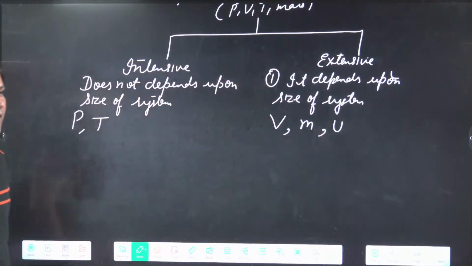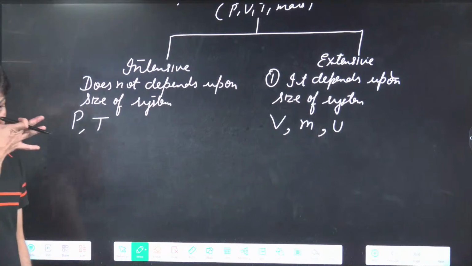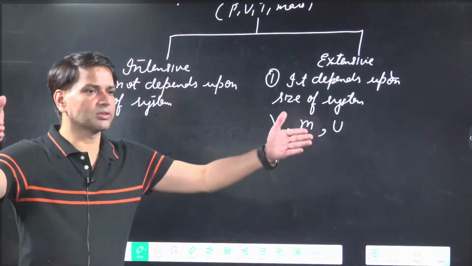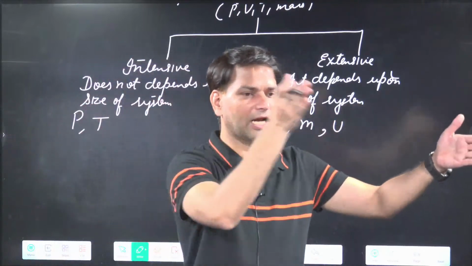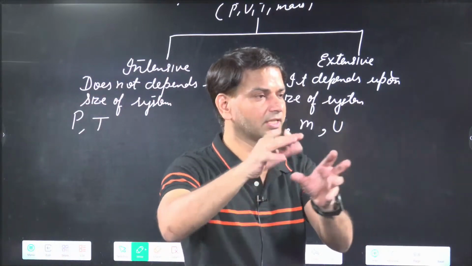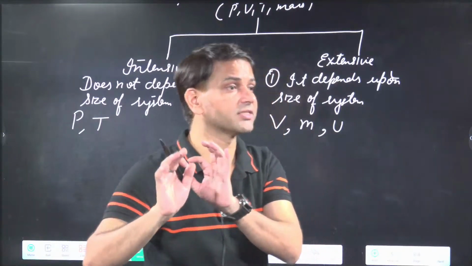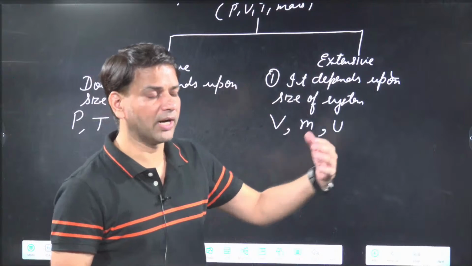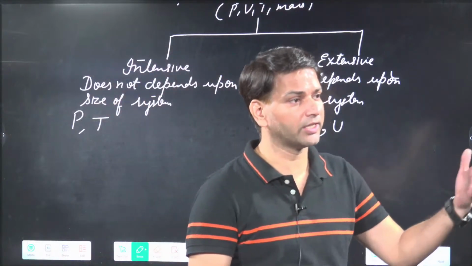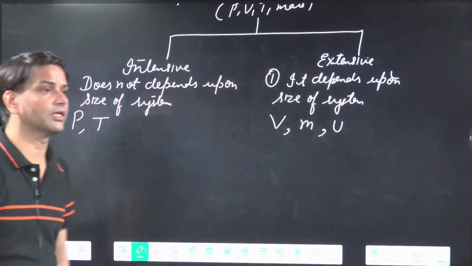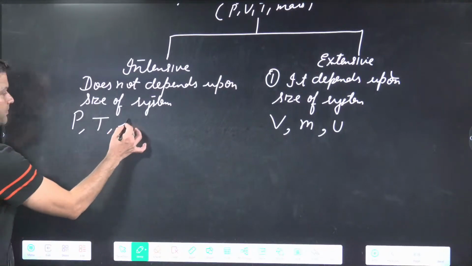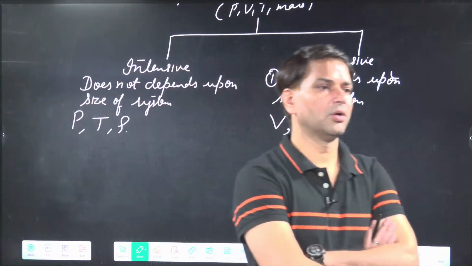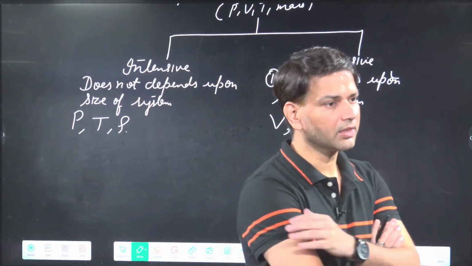And density? Density is the same. Why? Suppose this is a classroom. You divide the classroom in half, but the distance between the students will remain the same. Otherwise, we can say density is mass by volume. Mass becomes half, volume becomes half. So density will remain the same. So density will be intensive.